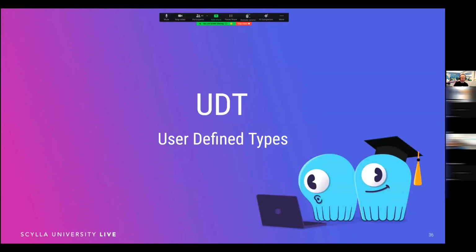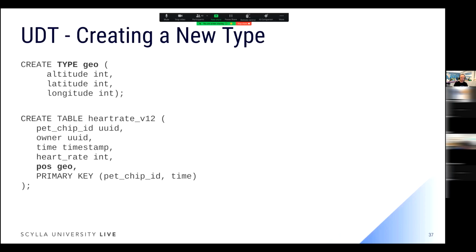User-defined types. Let's go over this quickly. Sorry. So we saw the example before of using maps. Another way to do the same thing would be to define a type, call it geo, and that type would have altitude, latitude, and longitude. And that would also simplify our data model quite a bit.